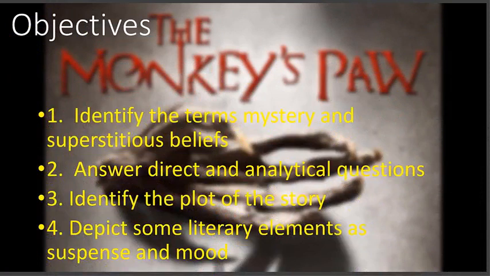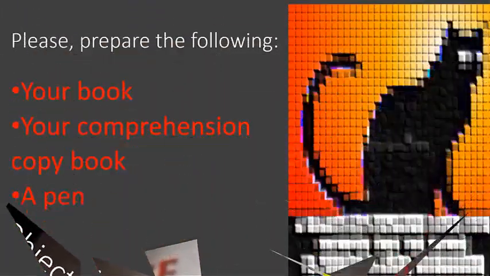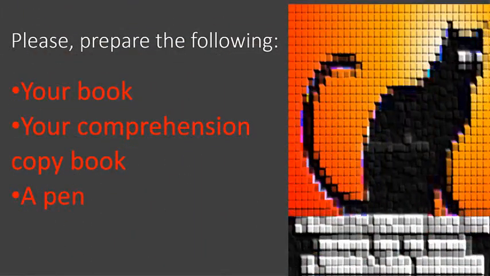Our objectives will be to identify the terms mystery and superstitious beliefs, to answer direct and analytical questions, to identify the plot of the story, and to depict some literary elements as suspense and mood. Please prepare the following: your book, your comprehension copybook, and a pen.